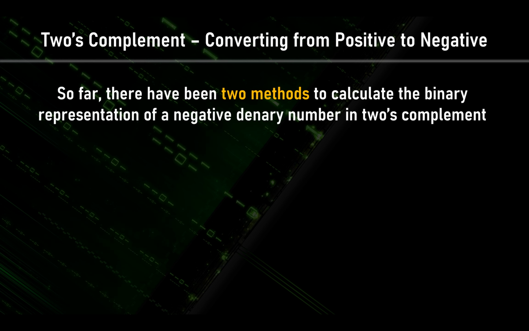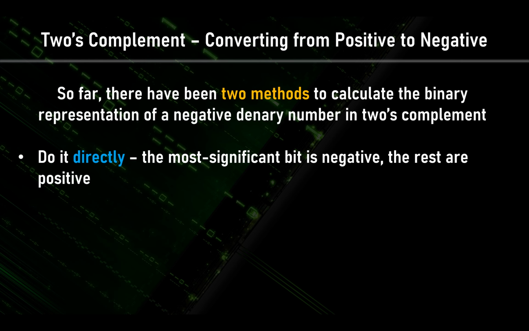Okay, so far we've looked at 2 methods to calculate the binary representation of a negative denary number in 2's complement. Either we can do it directly, where the most significant bit is negative, the rest are positive, and we just add them up. So if we want -5 using 4 bits, we say -8, 4, 2, 1. Therefore -5 is a -8, no 4, a 2, then a 1.